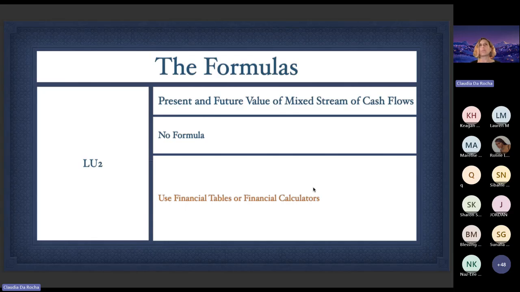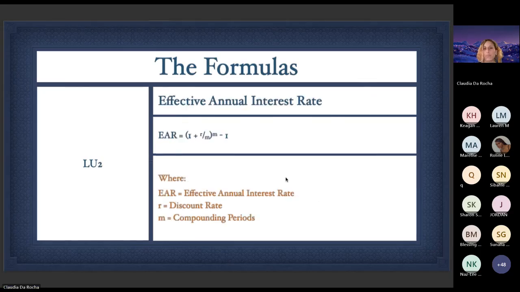Okay, so if I didn't pick up that it's a mixed cash flow and I use an annuity formula, I'm not going to get it right. So it's very important that we understand that. Mixed stream of cash flow, there are different cash flows every year or even every month. Normally your questions are yearly based, but you can also have monthly. And we therefore don't use a formula. We use financial tables or financial calculators.